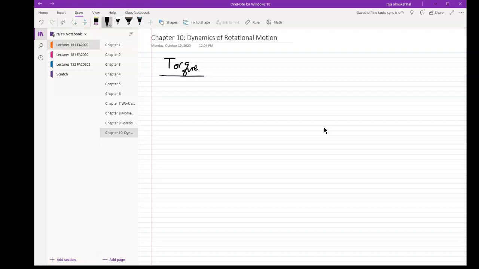T-O-R-Q-U-E. The torque has the symbol in our book, the Greek letter tau, and this torque is equal to the moment arm R times F. This is in the scalar form. For those of you who are familiar with vectors, the torque is equal to R cross F, where the cross here is the cross product. But anyway, this is not in our book. So what is RF? R here is called the moment arm, and it is basically a distance, but I'll come back to it in a sec. And of course, F here is the force.